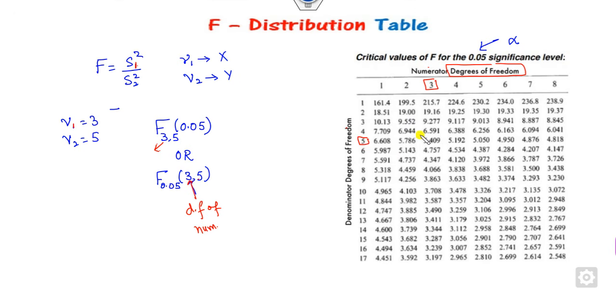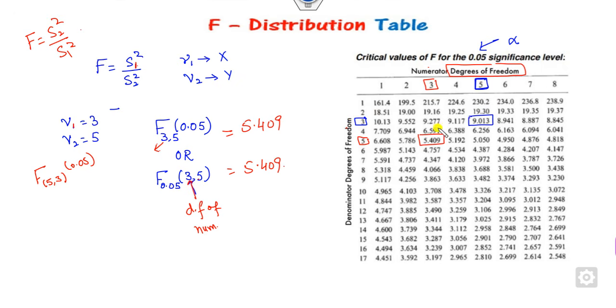So you can check the common value, which is 5.409. This is the required result. But if the F ratio is defined the other way, then the degrees of freedom will be 5, 3 at 0.05. So the numerator is 5 and the denominator is 3. The common value is 9.013. So this is the way you can read the F values from this table.